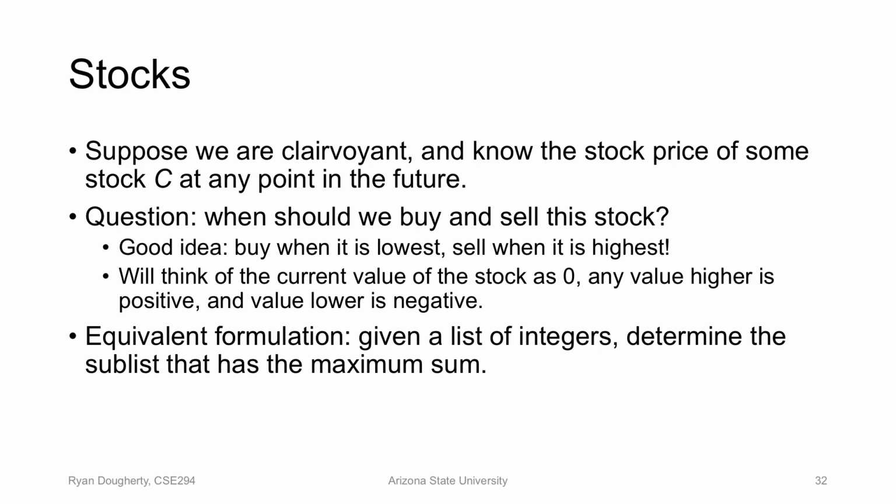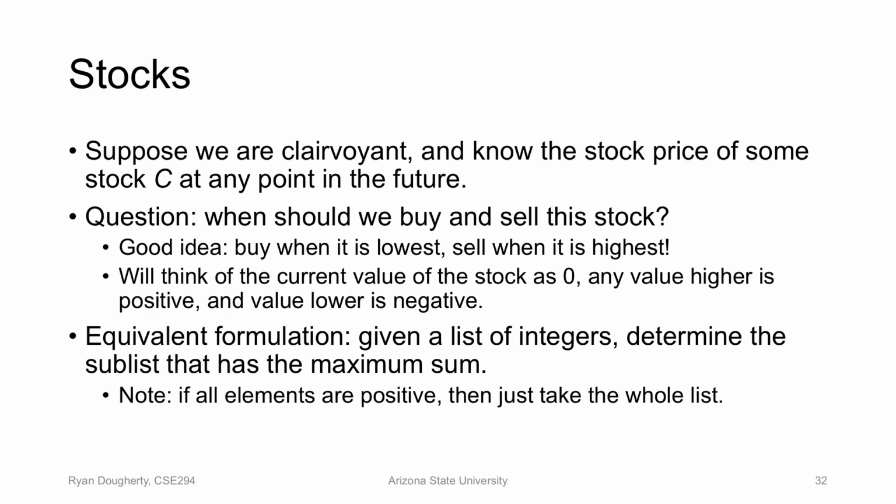So what we want to do is, since buying a stock and then selling it later is contiguous, given this list of integers, I want to find a contiguous sublist such that the sum of all of those elements is maximum. Okay, so that's the problem I want to solve. If the elements are all positive, just take the entire list. What if all the elements were negative? If every single element is negative, don't buy the stock, right?